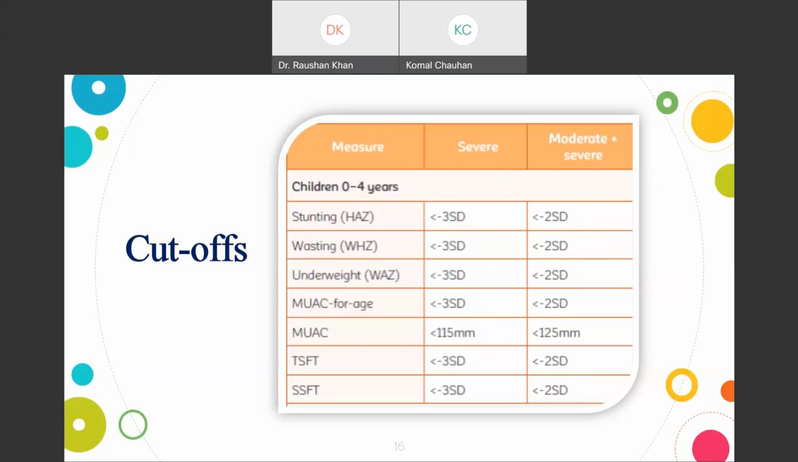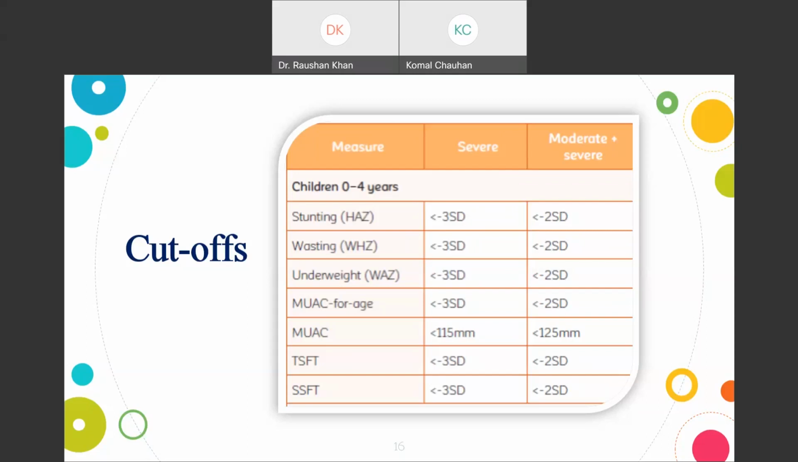So we generally don't use the cutoffs given by IAP for children from 0 to 5 years. IAP cutoffs are used for children from 5 to 18 years. WHO has made these cutoffs, or you can say these standards, on the basis of data they have collected from India as well. So we generally use the cutoffs or the growth charts of WHO.